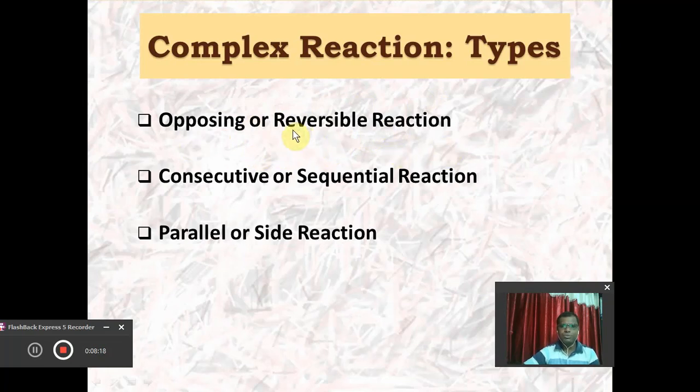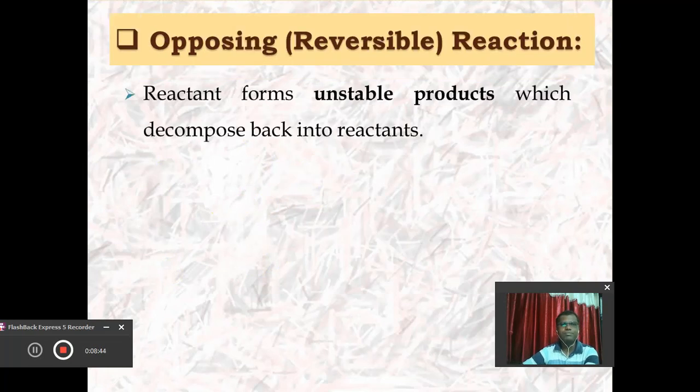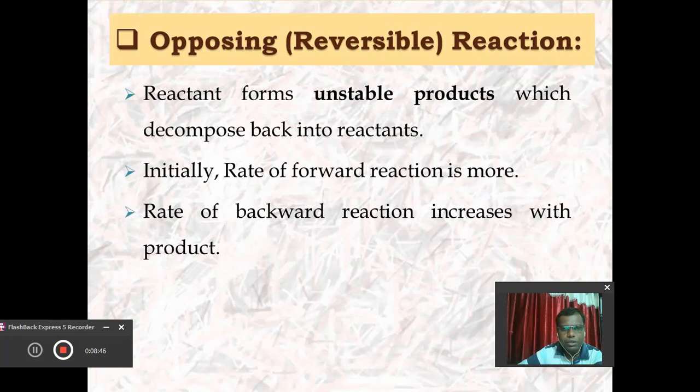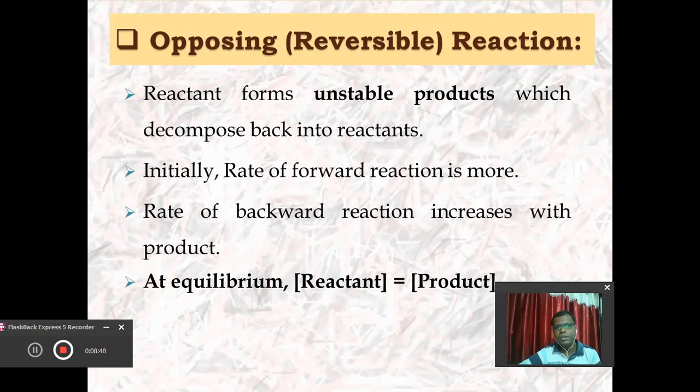But before this, we should know the different types. The first type is called the opposing or reversible reaction. The second type is called the consecutive or sequential reaction, and the third is called the parallel or side reaction. These are the various names of these types. We are discussing these 3 types of complex reaction, and we are also interested in defining their rates. The first one is opposing, also called the reversible reaction.